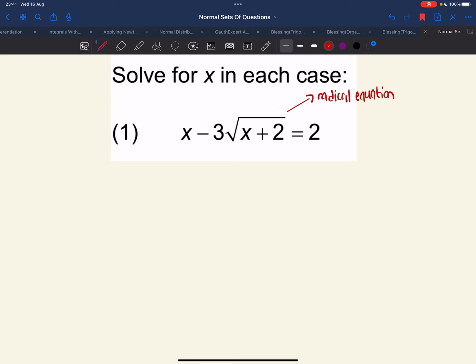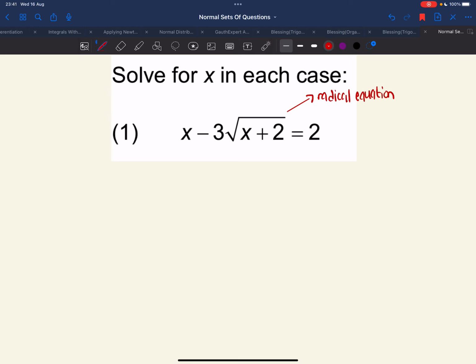So what this basically means is that these are kinds of equations that involve roots. The root could be a square root, it could be a cube root, or it could be a fourth root. But for now it's a square root. So these are equations that involve roots, and we call them radical equations.